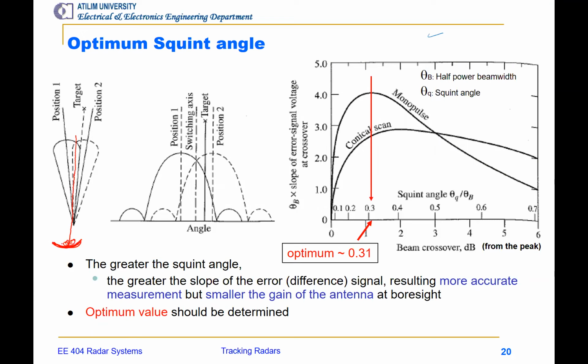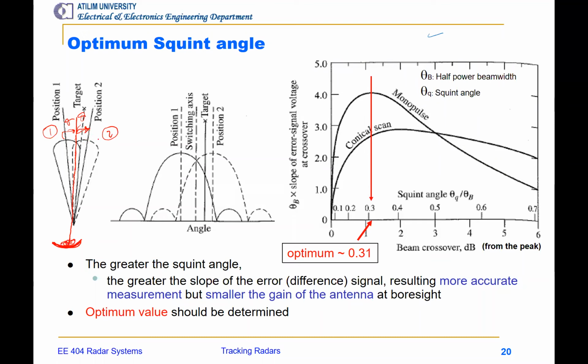And since they are positioned from the center, there are going to be two beams. This is beam 1 and beam 2. Here is the bore side. And this angle from the bore side to the center of the beam is a squint angle. The higher the squint angle, as you see, the higher the signal difference, and the amplitude of the difference signal will be higher if we increase the squint angle.